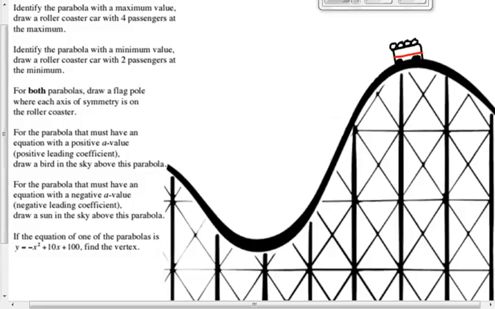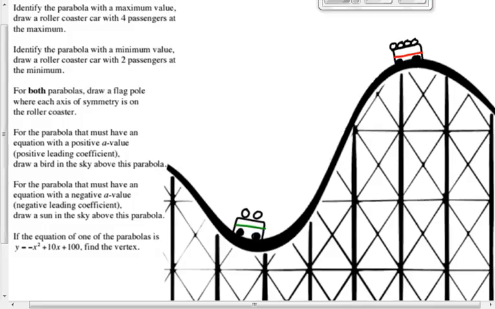Next thing, identify the parabola with the minimum value and draw a roller coaster with 2 passengers at the minimum. Well, guys, we just identified the maximum. The minimum's got to be the other one. Okay. But this one to the left does go down. It's a low point. So there's my roller coaster car and my 2 individuals, and we'll give it a green stripe instead of a red stripe. We're good so far. We've got a maximum, we've got a minimum.